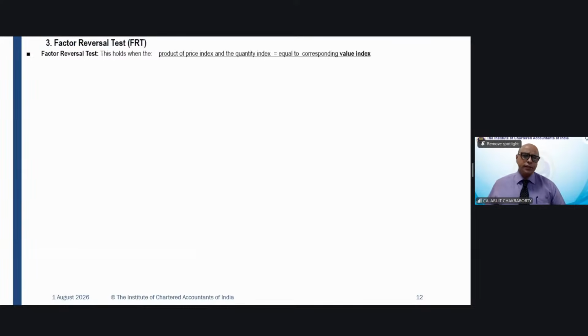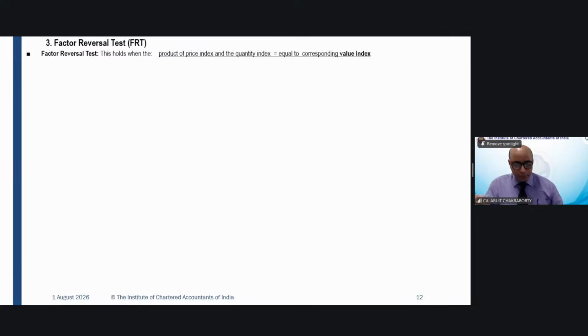Factor reversal test means that the product of the price index and the quantity index should give you the corresponding value index. Value index क्या है? It is PNQN divided by P0Q0. याद रखिए, value means current year value, यानी current year price PN multiplied by current year quantity QN, divided by the base year price multiplied by the base year quantity, यानी sigma PNQN divided by sigma P0Q0.